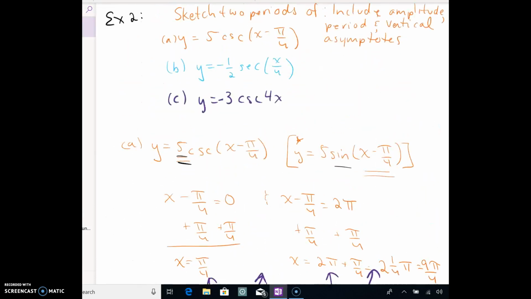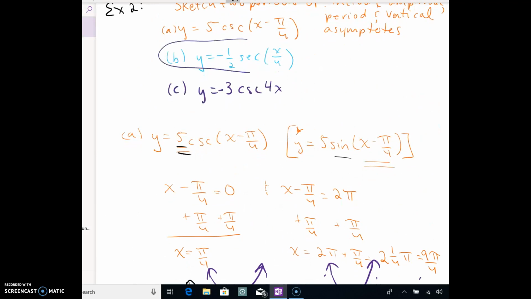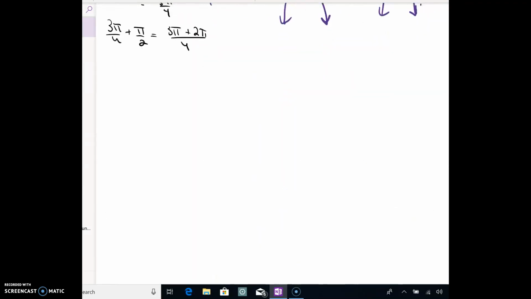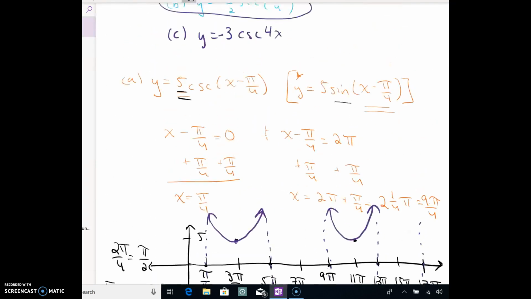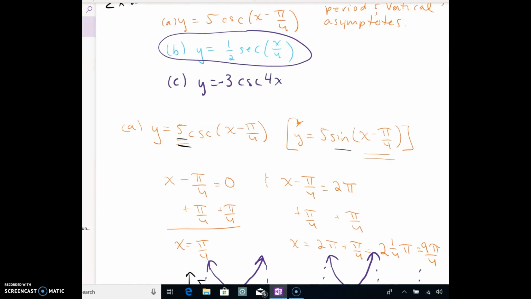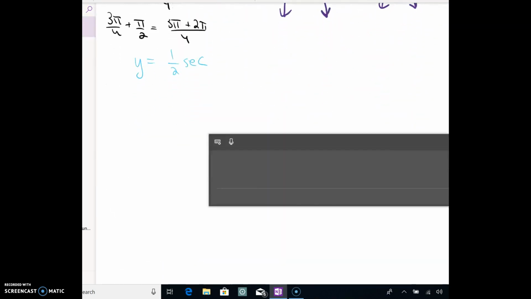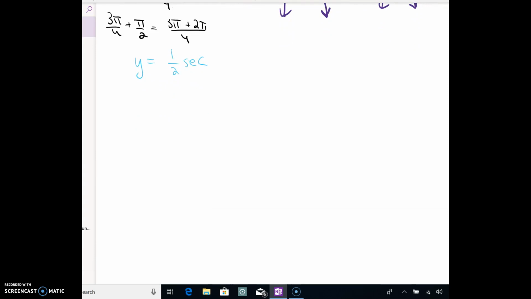Let's try the next example. So let's go to this one. Y is equal to negative 1/2 secant x over 4. Oops, sorry about that. I want that to be positive 1/2. Y is equal to positive 1/2 secant of x over 4.